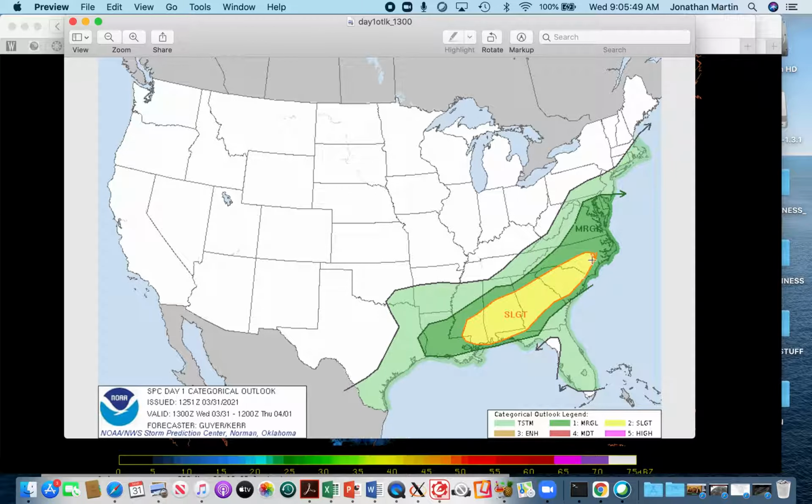Marginal risk for severe weather just to its north as well as to its south, as you can see, and we're in the free and clear. We'll see more of these as the semester goes on because the weather will get perhaps more interesting during that time.